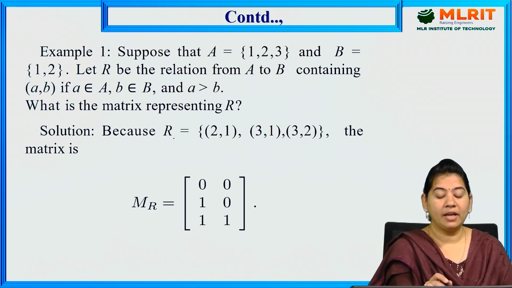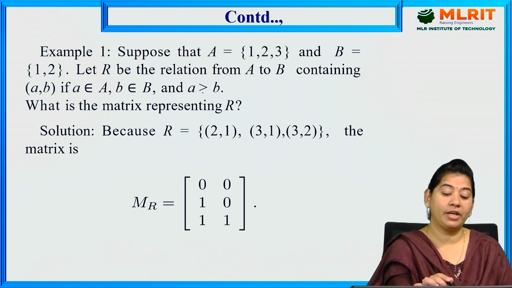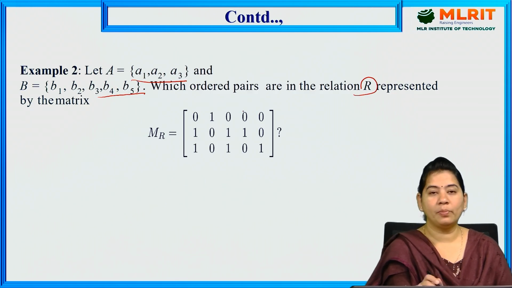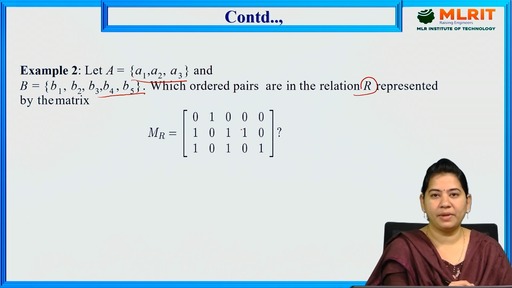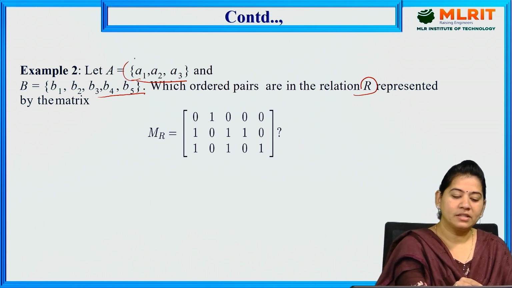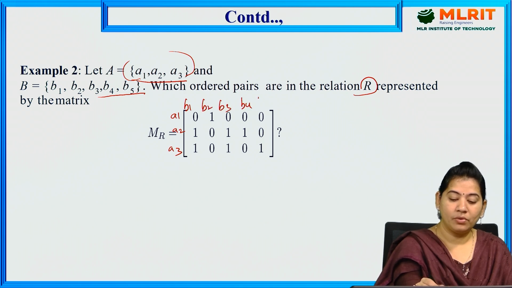They have given only sets. They didn't give any relation, but only a condition. Based on the condition, we have to find out the relation, then represent it in the form of a matrix. Now the matrix is there. Based on the matrix, you need to find out the ordered pairs, meaning the relation. So as we know, the first set we have to consider as rows, A1, A2, A3. And here B1, B2, B3, B4, B5.